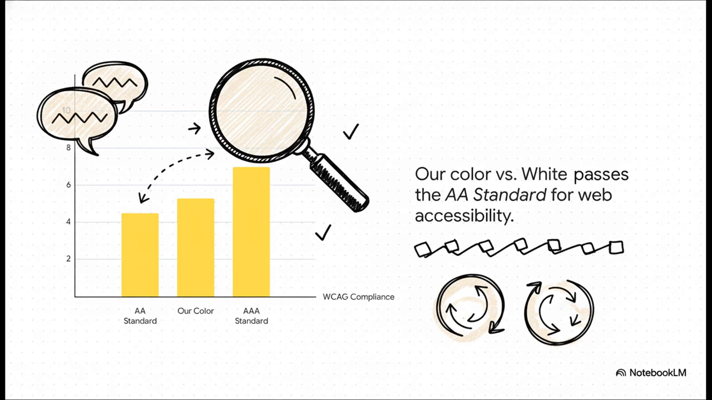The AA standard for web content says you need a contrast ratio of at least 4.5 to 1. And our color combination? It comes in at 5.3 to 1. And there it is, a big, clear, definitive pass. Just like that, we know for sure that using white text on this amber background is compliant and totally accessible for standard web content. What a relief.